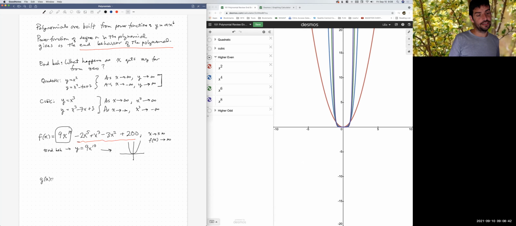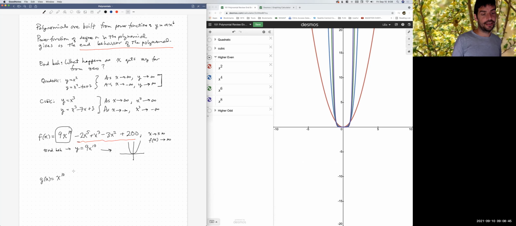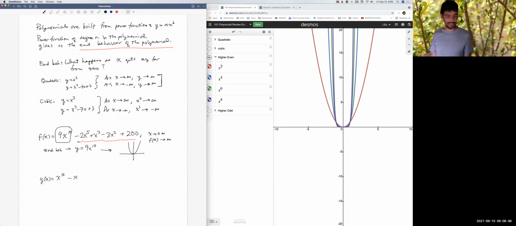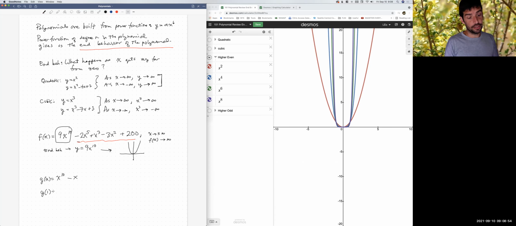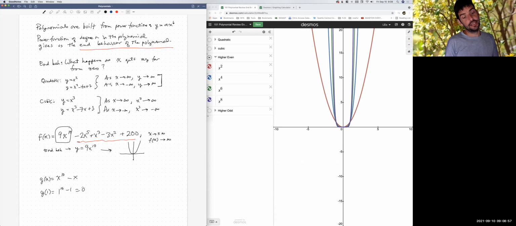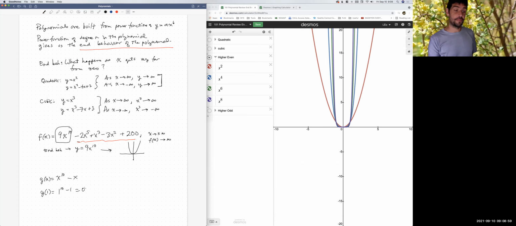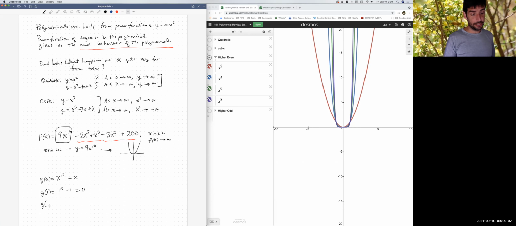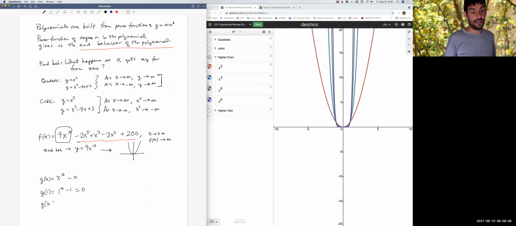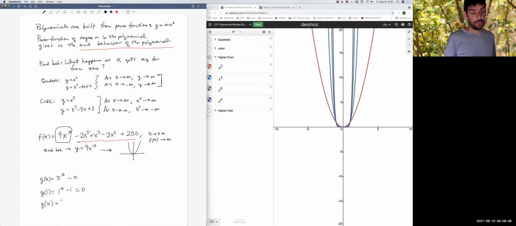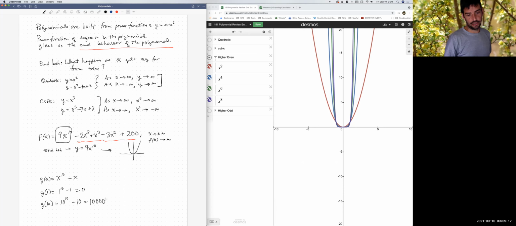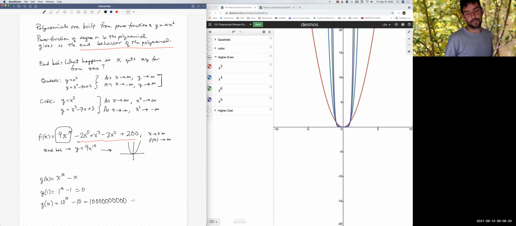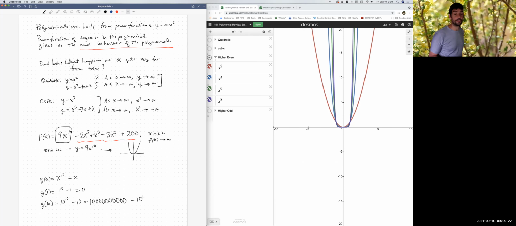If I had the function g of x equals, let's just make it x to the 10th minus x, right? I'm doing a simple example just to kind of get the idea across. If we take g of 1, well, 1 to the 10th minus 1 is 0, right? That minus x mattered a lot. But as x gets bigger, let's say 10, then we're doing 10 to the 10th minus 10, right? What does 10 to the 10th look like? I hope I counted the zeros correctly, something like that.